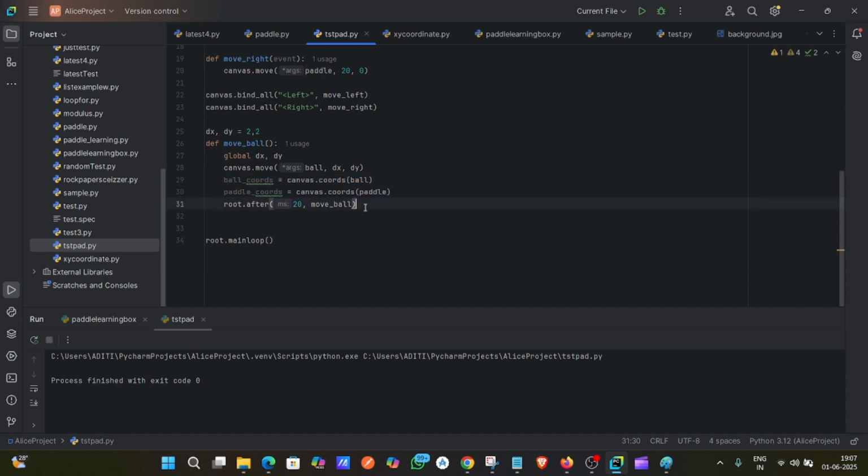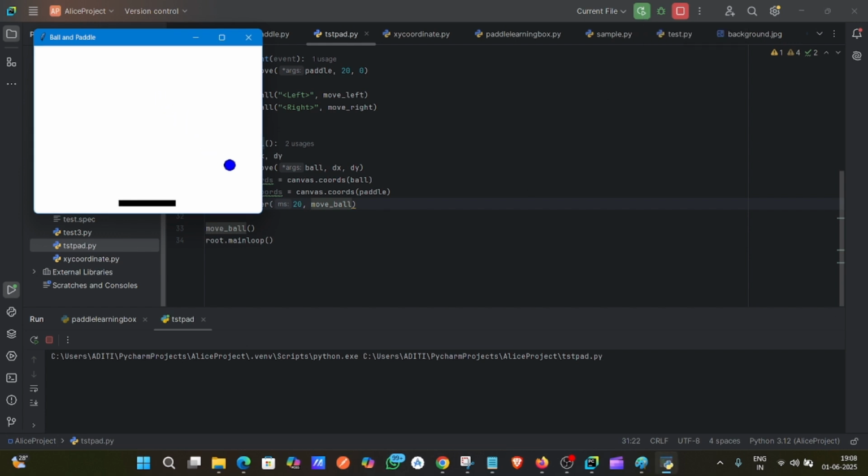And I should keep calling this move ball function after every 20 milliseconds. And as you know, a function has to be called. So here I'm calling this function. So this function is getting called once. It is going inside. It is moving the ball by two coordinates in the x direction, two coordinates in the y direction, plus 2, 2, and then again after 20 milliseconds I'm calling this function move ball. So it will again go here. So it will run in an infinite loop as of now. Let's run this and see.